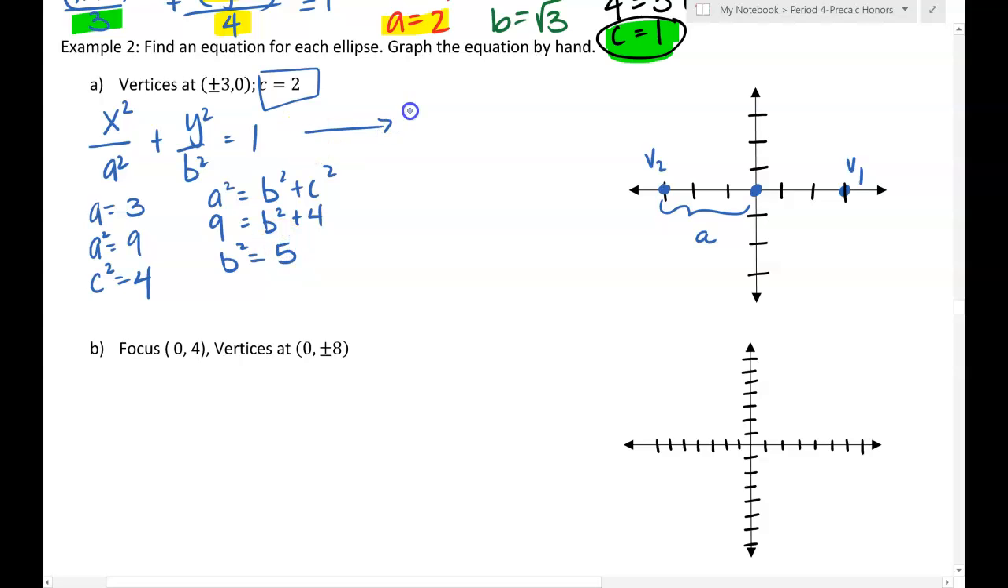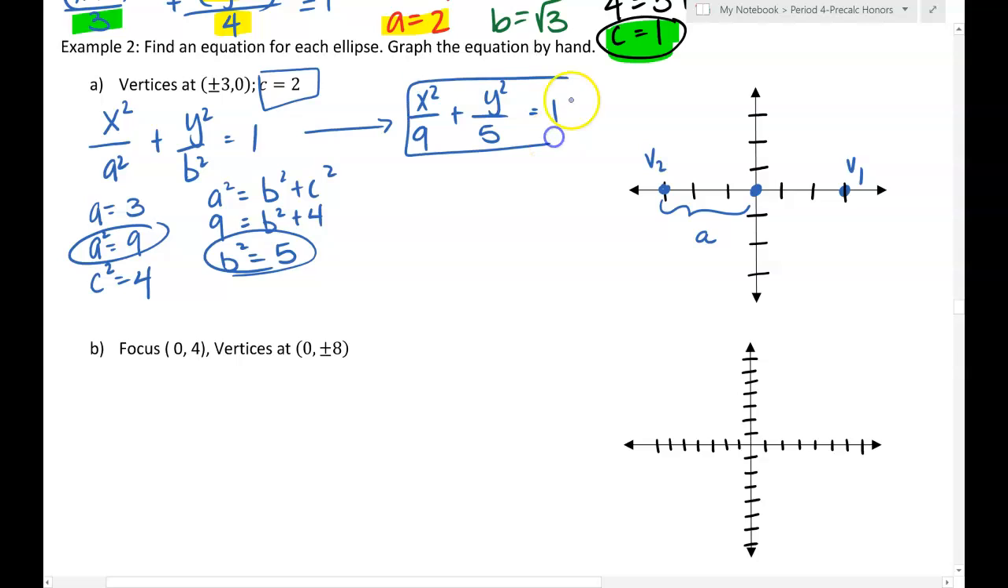That is enough for us to write our equation. a squared is 9, put 9 in there. And then y squared over b squared, which is 5, equals 1. That is perfect for our equation, okay? Now we need to figure out where the square root of 5 is. The square root of 5 is in between the square root of 4 and the square root of 9. This is 2 and this is 3. So it's closer to 2, so 2 and some change, just like that.